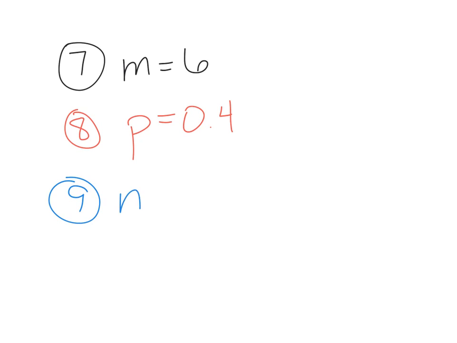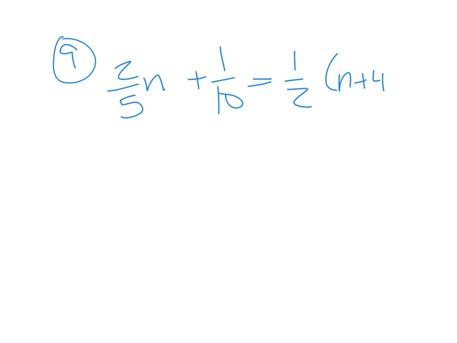Number 9, you should get n equals 3 over 4. Negative 9. Negative 9? What did I get? Do I need to do that one? Oh, yeah. All right, we're going to do this one. Number 9, it's a bunch of fractions. 2/5 n plus 1/10 equals 1/2 n plus 4.